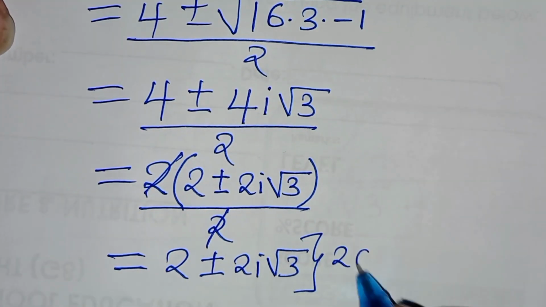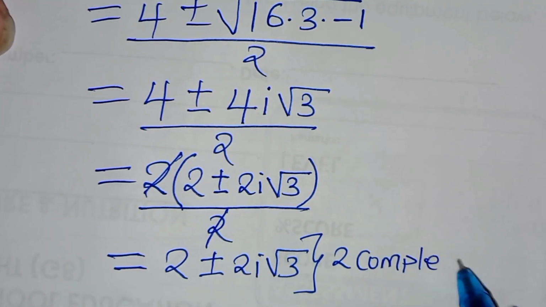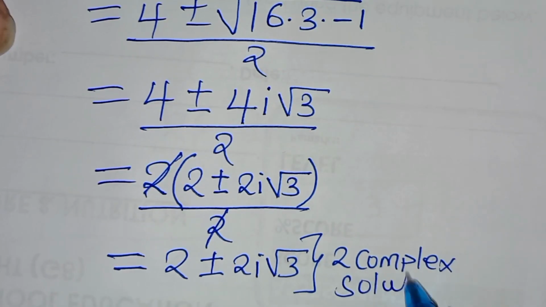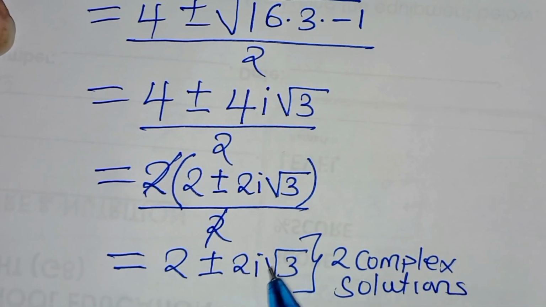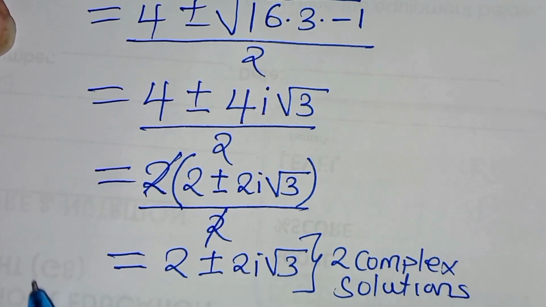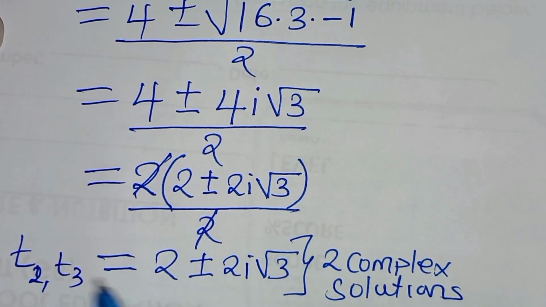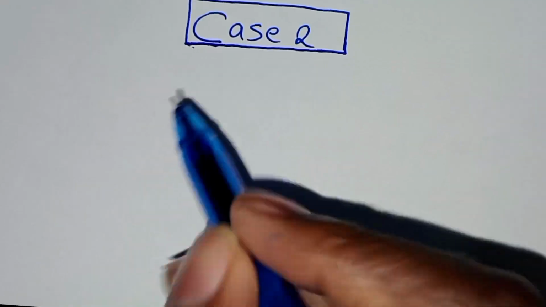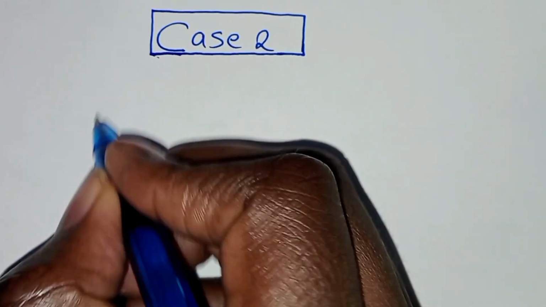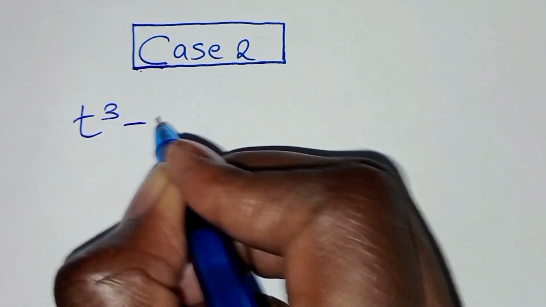So these are two complex solutions under case 1. That is t2, t3. So in case 2 here, we have t to the power 3, subtract 4 to the power 3. This is equal to 0.